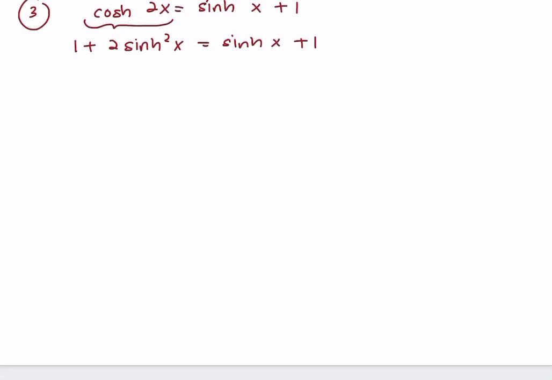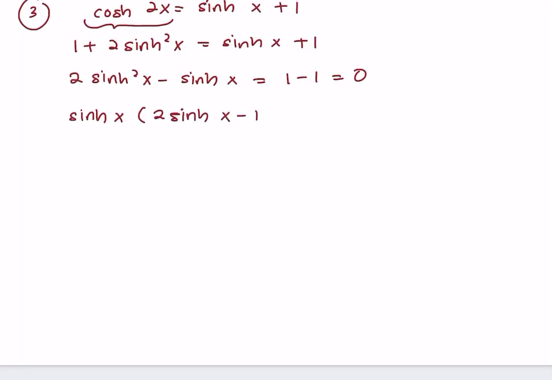Now, since we look at this one, we just bring sin to one side: 2 sin squared x minus sin x. Okay, 1 minus 1 is 0. So here we can factorise sin x, and we have 2 sin x minus 1, because we have factorised. So in this case, we have two values: sin x equal to 0 and 2 sin x minus 1 equal to 0. Because this one is a polynomial, meaning power 2. When it is power 2, we will have two values. Okay, so you just use a calculator.